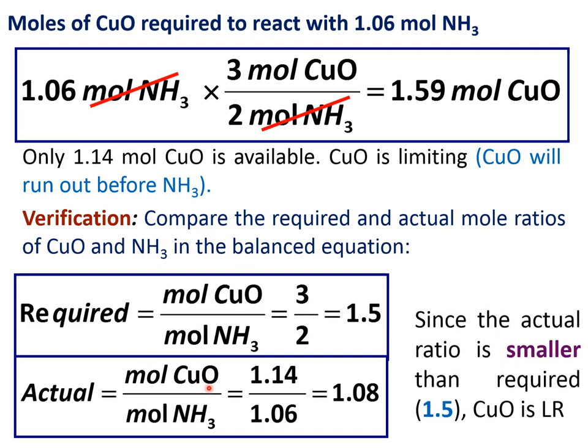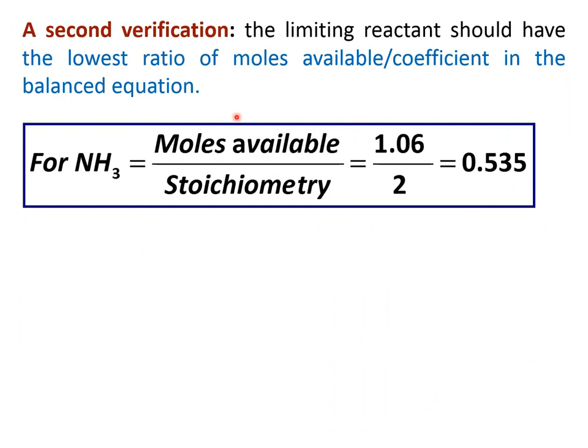Let us make a double verification. The limiting reactant should have the lowest ratio of moles available to the coefficient. For ammonia, moles available to the stoichiometry is 0.535. For carbon oxide it is 0.38. Then carbon oxide has a deficiency.